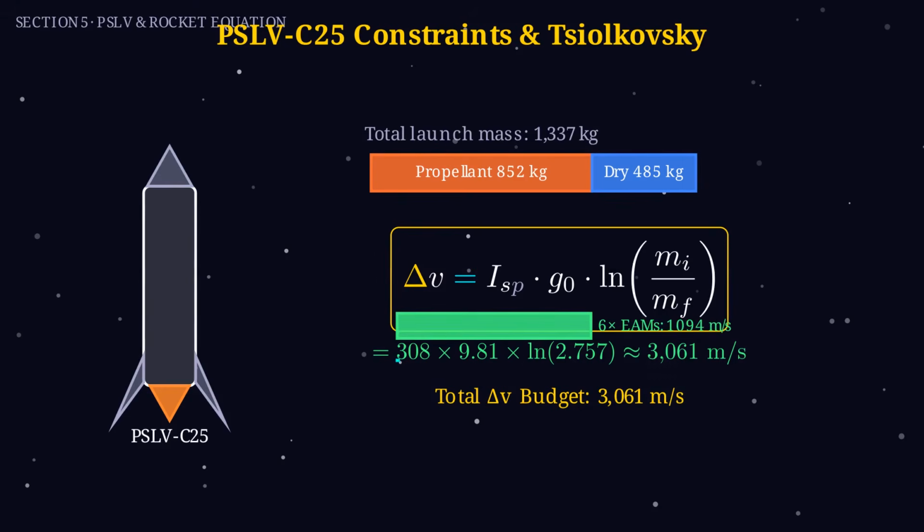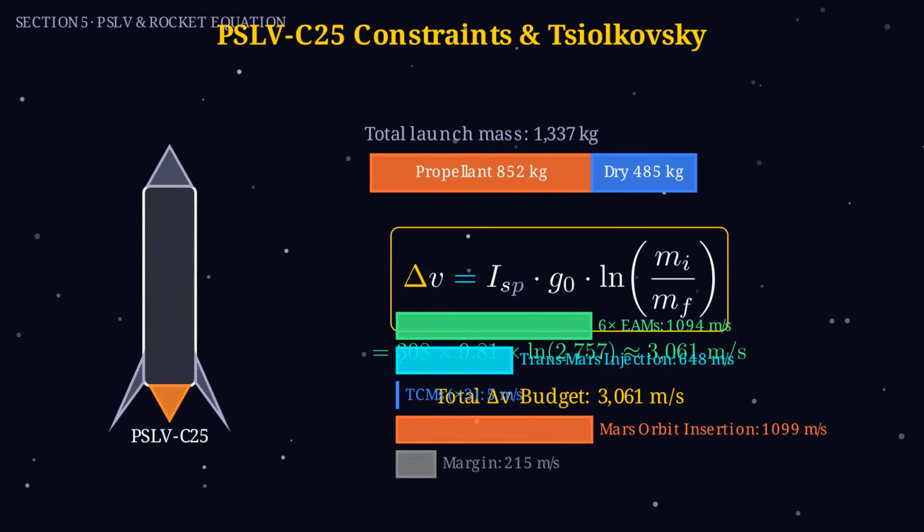The budget is split. Approximately 1094 meters per second for the 6 apogee-raising maneuvers. 648 for trans-Mars injection. Just 5 for trajectory corrections. 1099 for Mars orbit insertion. And 215 held in reserve. There is no waste anywhere.